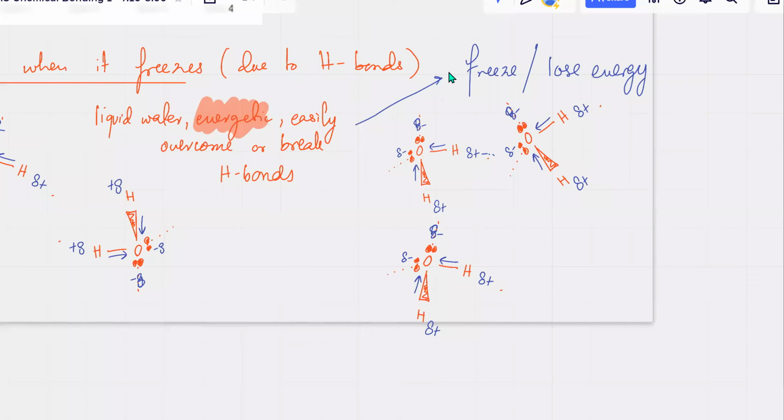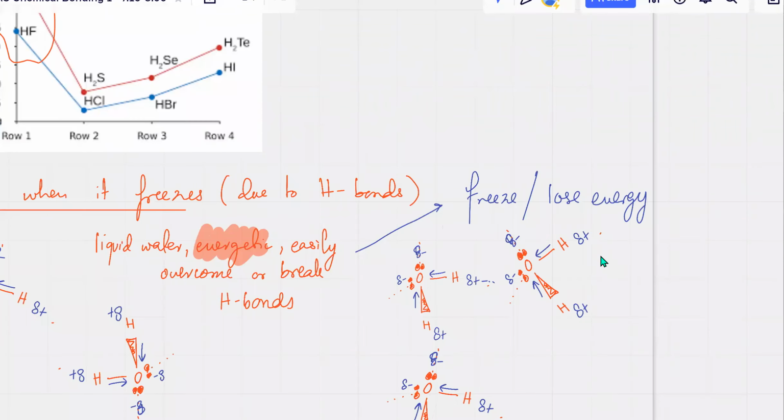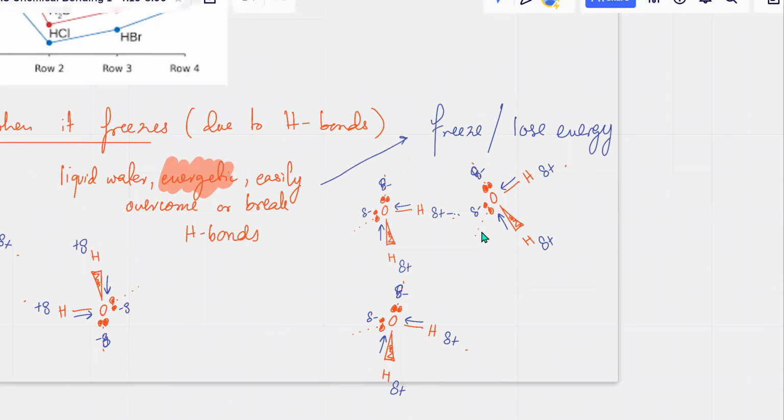Yes, sir. And so if there's another water molecule, the other water molecule would also do kind of the same thing.